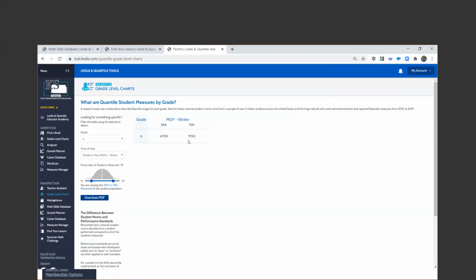Of course, this is based on our national normative data that helps you compare how your students are performing to the national average, if you will. But you can break it down by percentile to see exactly how your students might compare versus students across the country.